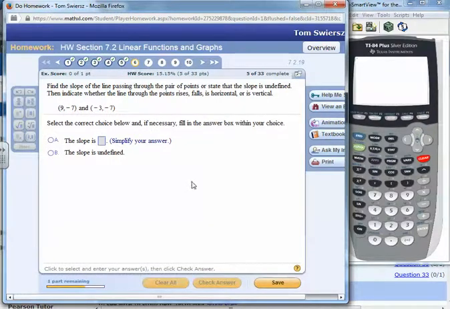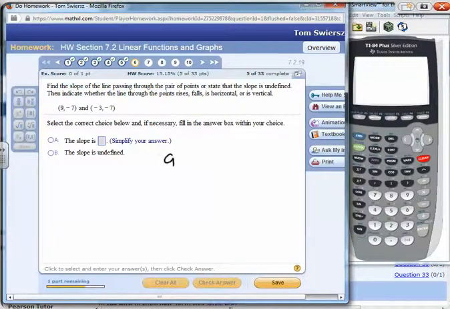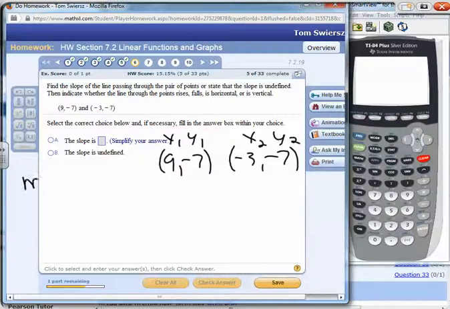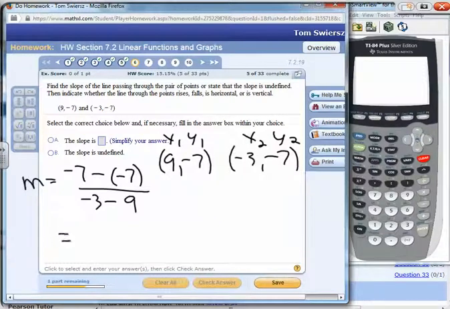Okay, homework exercise number 6. 9, negative 7, x1, y1, negative 3, negative 7, x2, y2. So the slope is y2, negative 7 minus y1, negative 7 over x2, negative 3 minus 9. Negative 7 minus a negative 7 is plus a positive 7. Negative 7 plus 7 is 0. Negative 3 minus 9 is a negative 12.